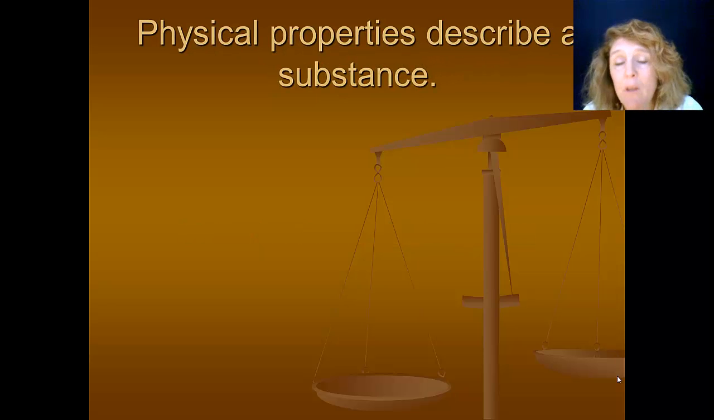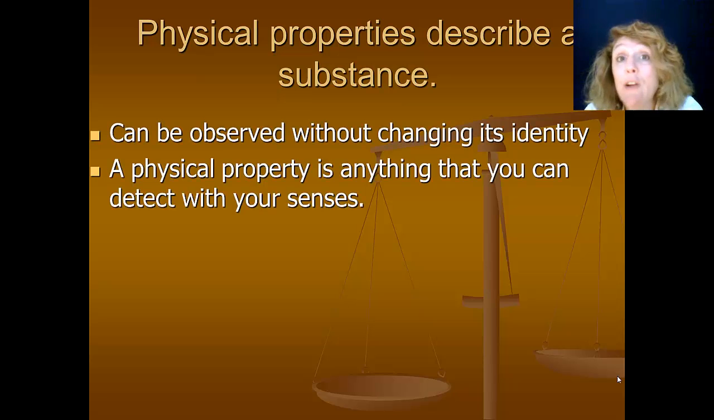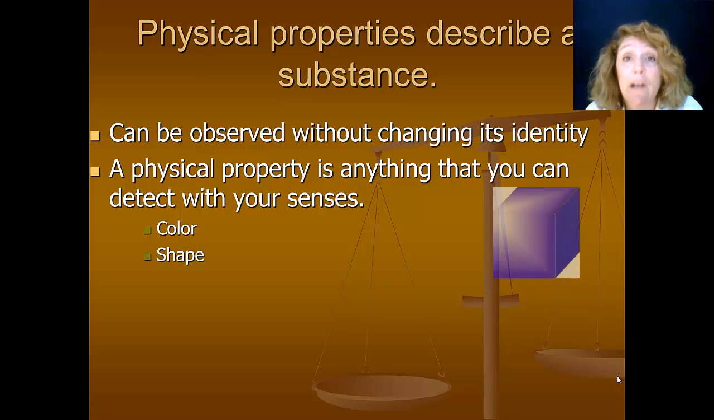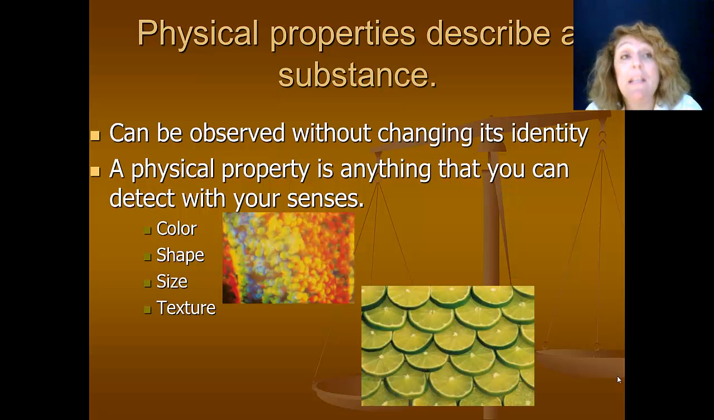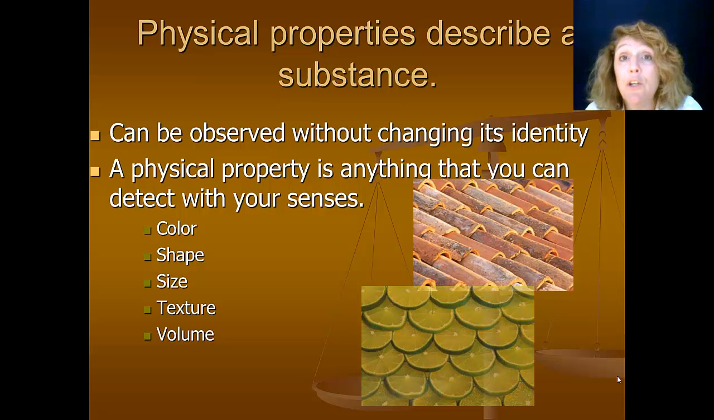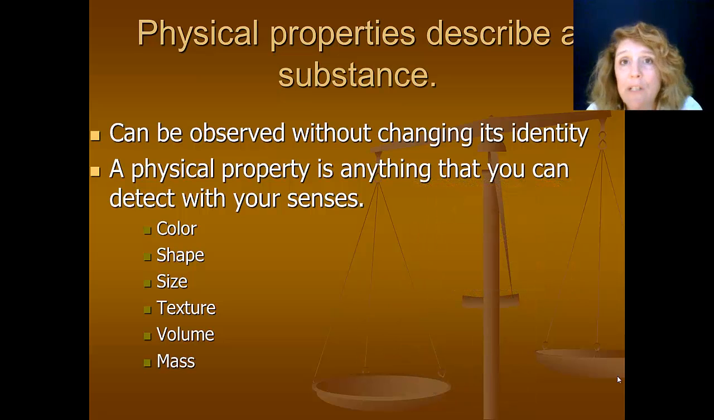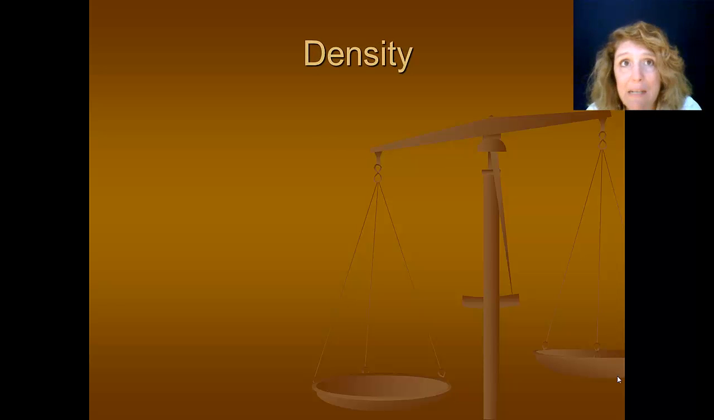in those properties. So we're going to start with the physical properties, and these describe a substance. You can see these properties without changing its identity. It's really anything that you can detect with your senses, which is anything you can see or touch or taste or any of that. So that would include the color and the shape, the size of an object, the texture of an object, its volume, or even its mass. These are the properties of something. These are ways that you can describe something. Okay? Physical properties are things that you can see about something.